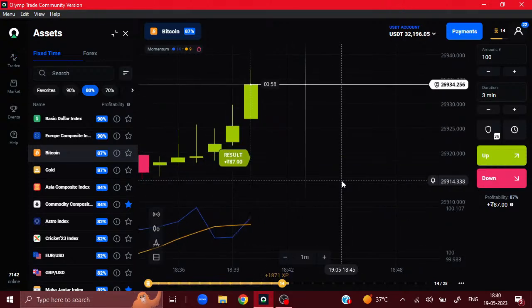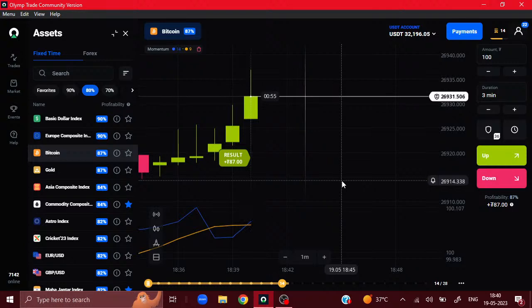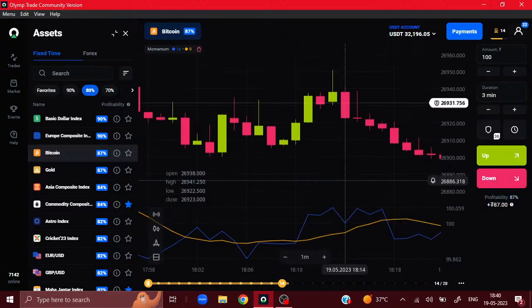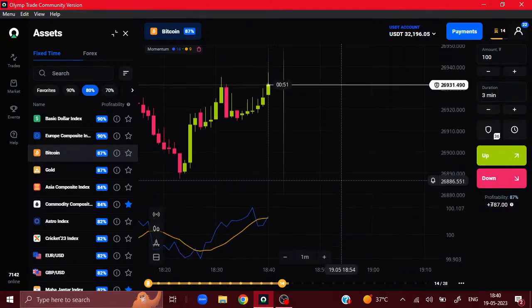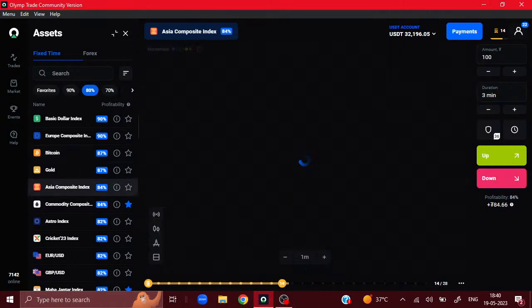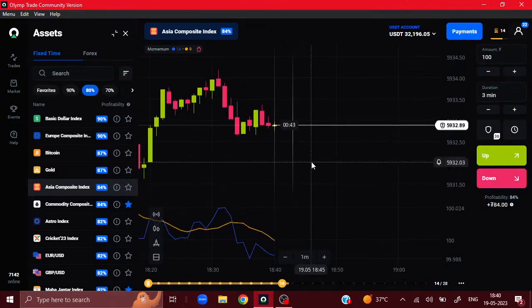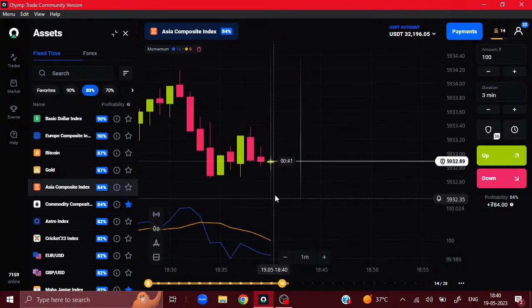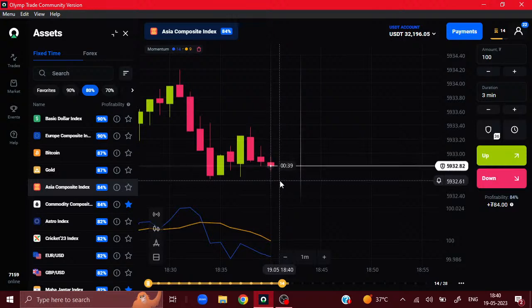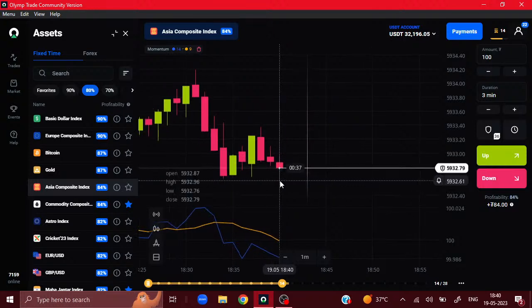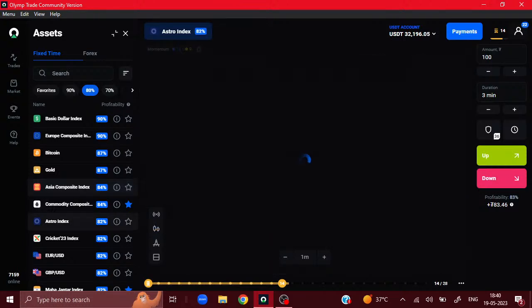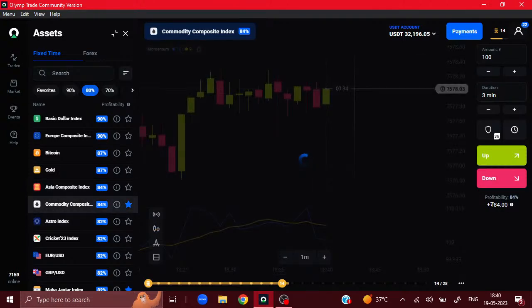Alright, Rahul, thank you so much for the confirmation. So we have won this trade as well. Now let us try to find some other entries. In the Asia Composite Index, we can see that the orange line is trying to cross the 100 mark in the downward direction. However, still it has not crossed properly. So we'll come back again. Let's move forward.